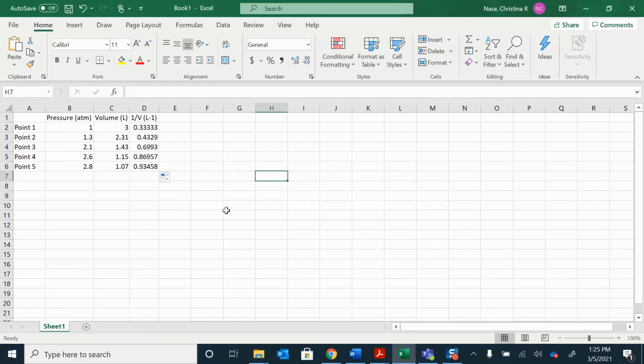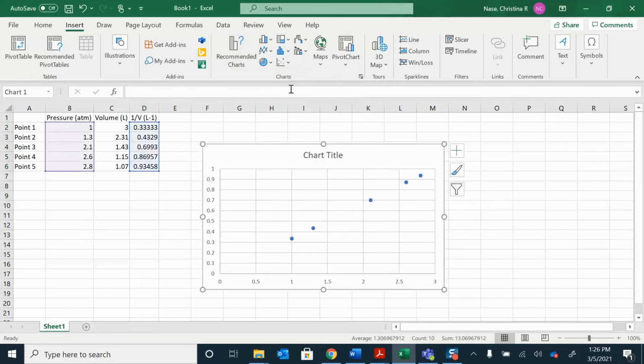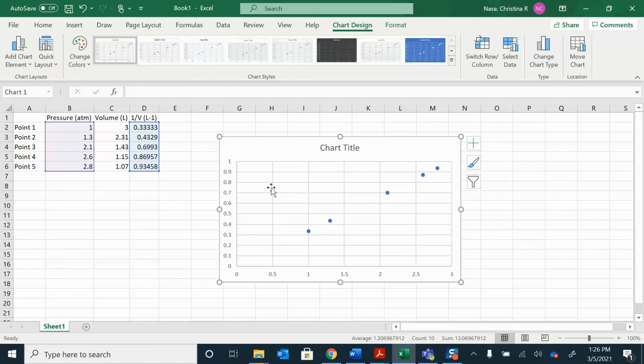Okay. So what we want to do is make a graph of 1 over volume versus pressure. That's what they're asking you for. So I'm going to highlight this column, and then I'm going to control and highlight this column. So that lets me highlight both columns. I'm going to go to Insert, Charts. I'm going to do an XY scatter. Great. And then I'm going to confirm that everything's on the right side.